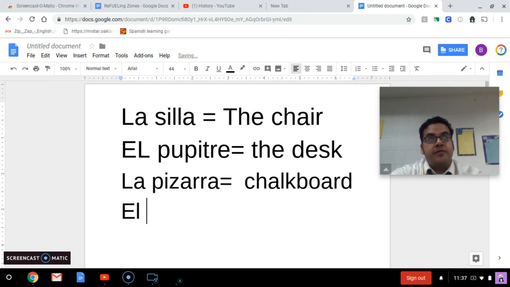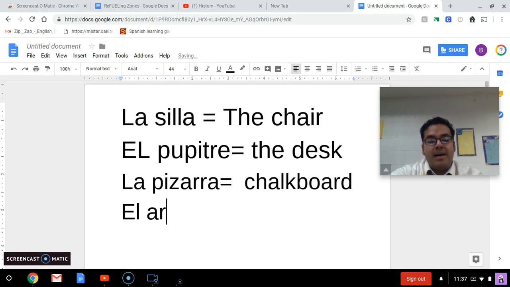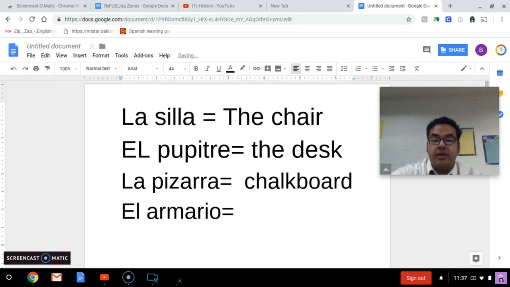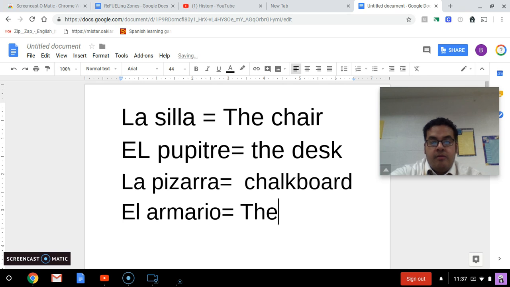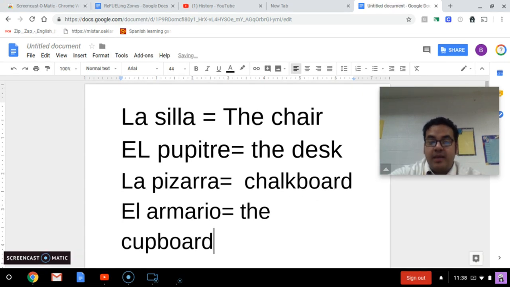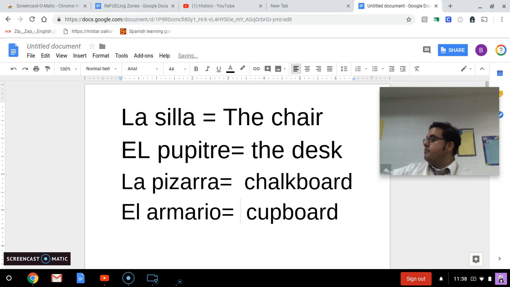All right, everyone else, we're moving onward. El armario. Today we're writing these. Tomorrow we'll be using these words for a game. The cupboard. We spell it cupboard, but we say cupboard. And again, you don't need to have the word the in it, because in English, the stays the same.